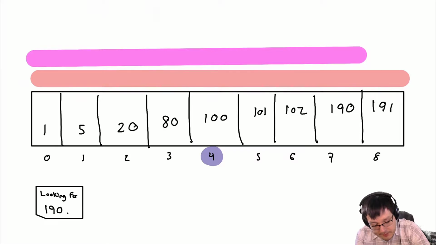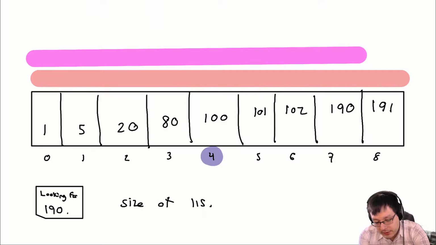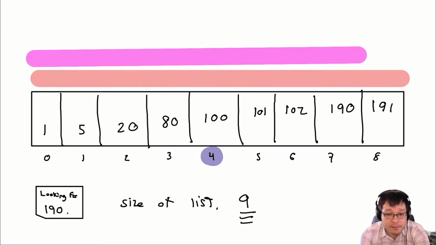is 190. Okay, obviously we are humans. We see that it's there already, but that's because it's 10 numbers. Multiply this times a billion numbers, and now try looking for it. Right? Okay, so we're looking for 190. So the first thing we're gonna do is find the size of our list here. What is the size of the list? The size of the list is 9. Right? Remember, the range is 0 to 8, but there's actually 9 items in our list.